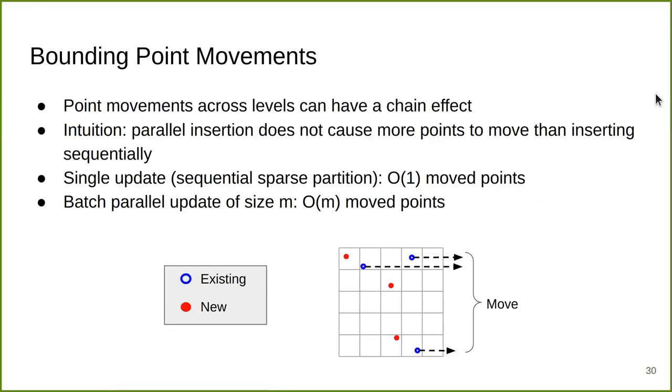One key theoretical challenge in our paper is to bound the total number of points moved when points are inserted in parallel because of the chain effect that we have just talked about. The intuition is that a parallel insertion doesn't cause more points to move than inserting them sequentially. For single updates, for the sequential sparse partition, our previous work has proven that for each update, they only move order of 1 points across all the levels. For parallel batch dynamic updates, we prove that given an update of size m, we only move order of m points across all different levels.